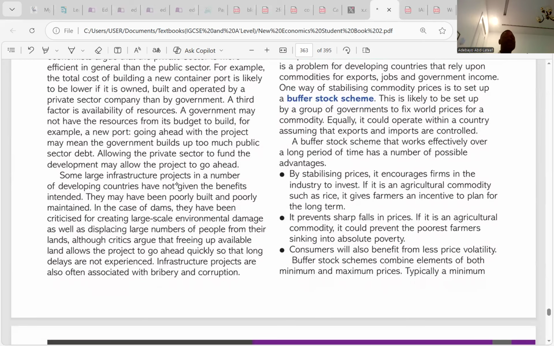So, what are the advantages of a buffer stock scheme? Number one, by stabilizing prices, it encourages firms in the industry to invest. If it is an agricultural commodity such as rice, it gives farmers an incentive to plan for the long term.